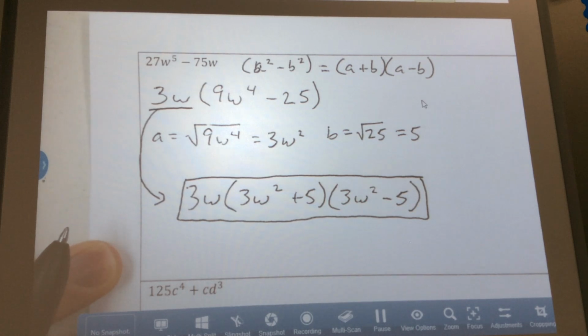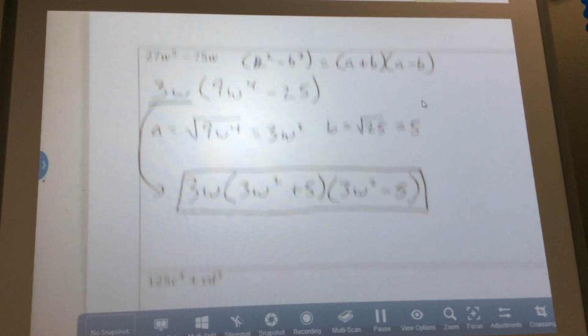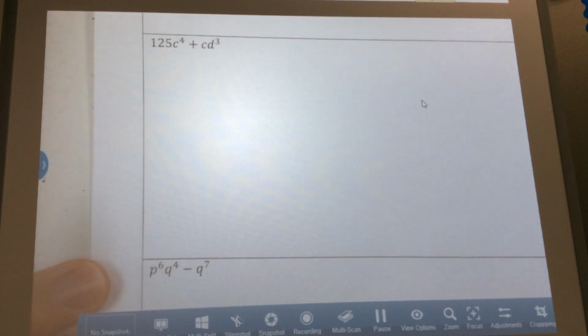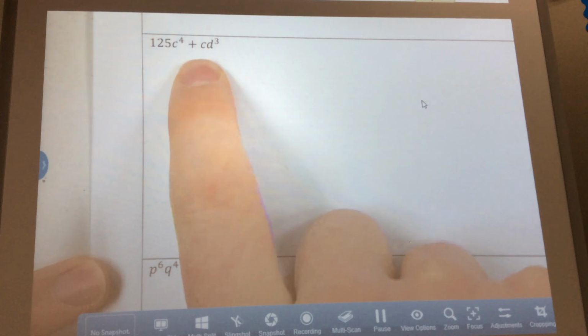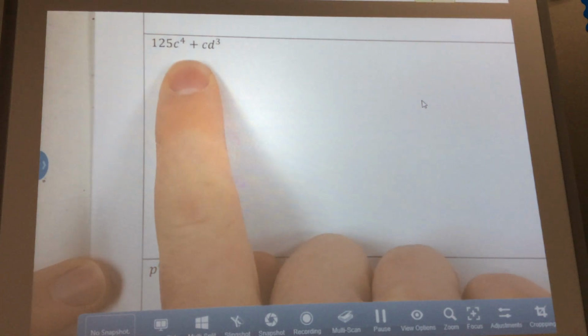The next question that we're working with, we're going to do the same thing. We're going to take out a greatest common factor first, if possible, and then we're going to see if we can do the sum of cubes because there's a plus sign. You don't want to do difference of anything because there's not a subtraction sign right here.